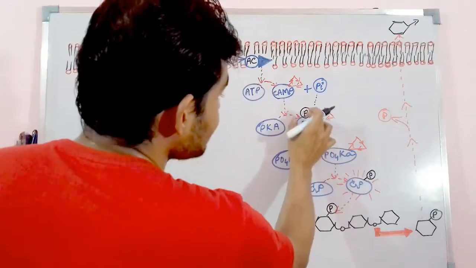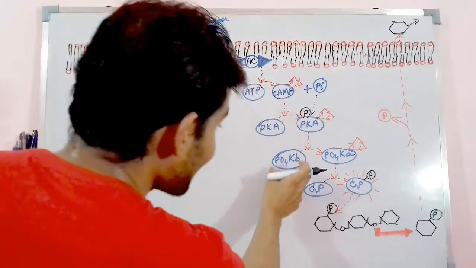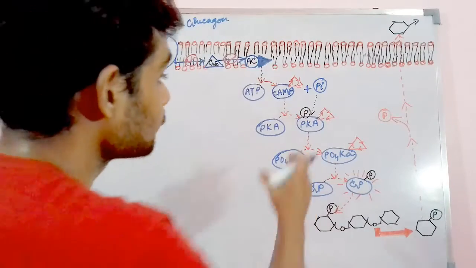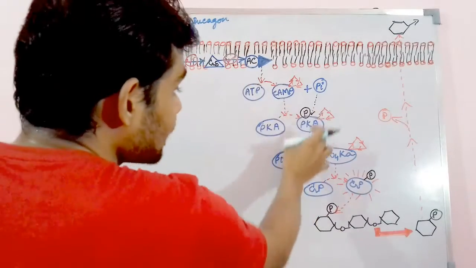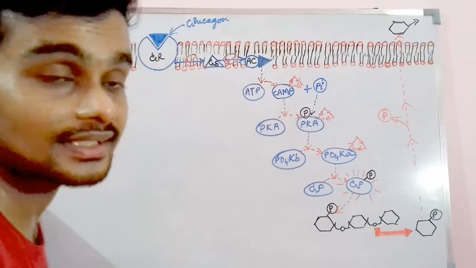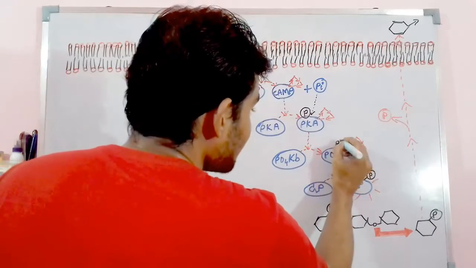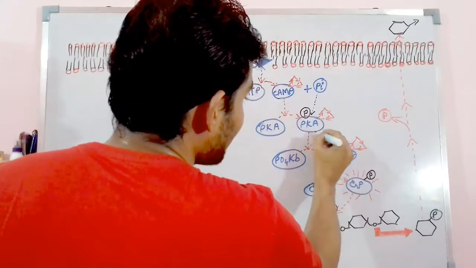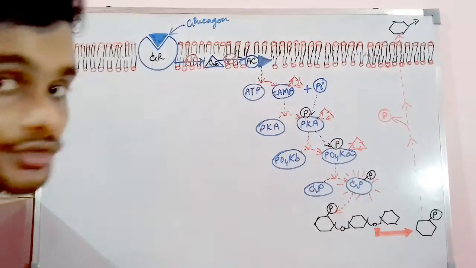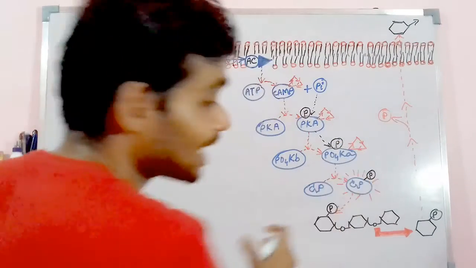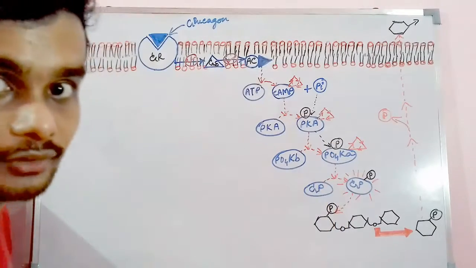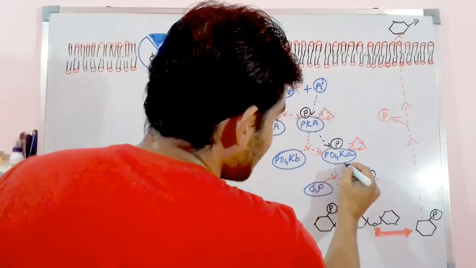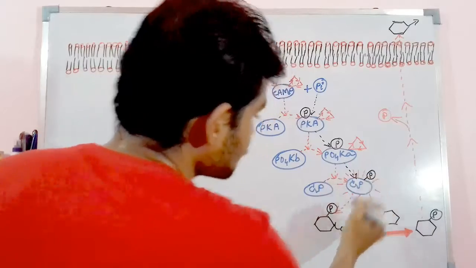Now this phosphorylase kinase will donate this phosphate to the inactive protein kinase A. The protein kinase A, which is phosphorylated, would donate the phosphate group to the inactive phosphorylase kinase B, and hence this molecule will again have the phosphate group. Now this phosphorylase kinase A molecule, which is activated, would donate the same phosphate group to the inactive glycogen phosphorylase, and hence it would activate this glycogen phosphorylase molecule.